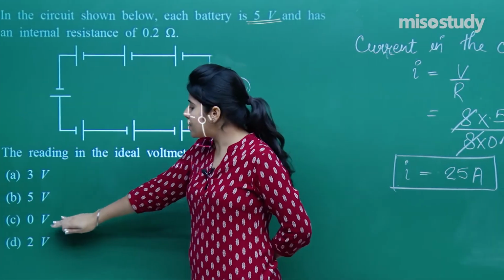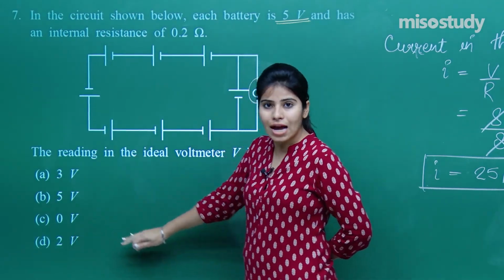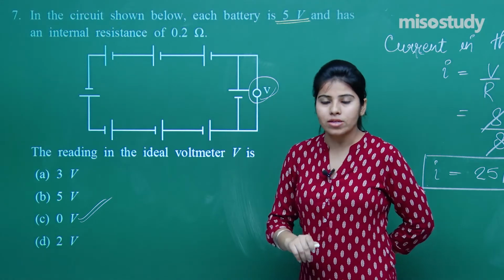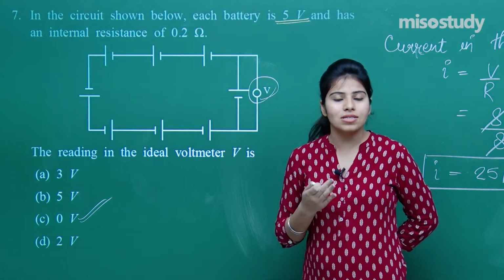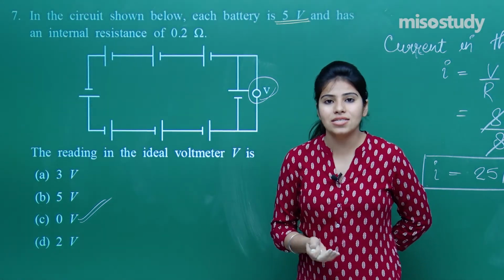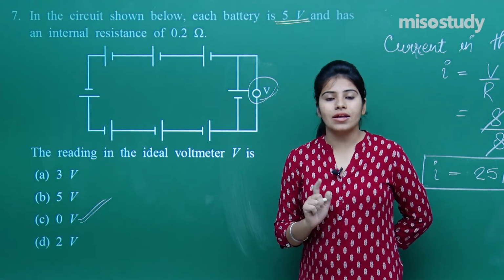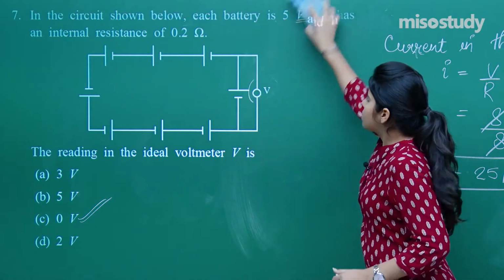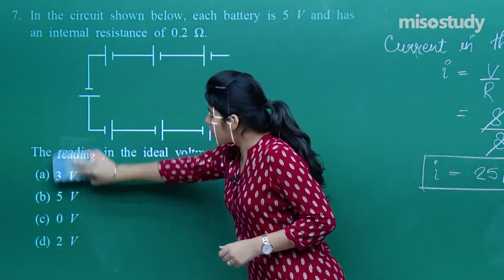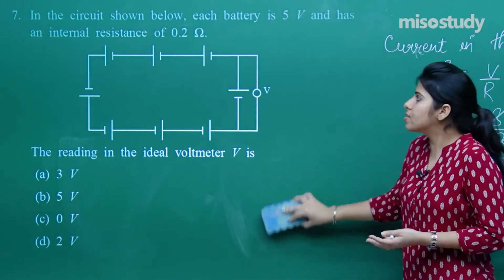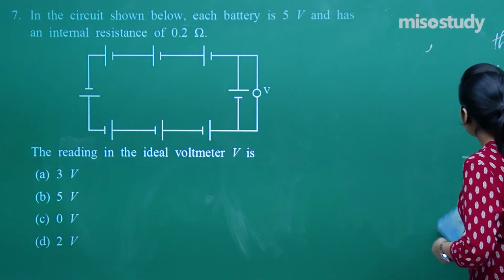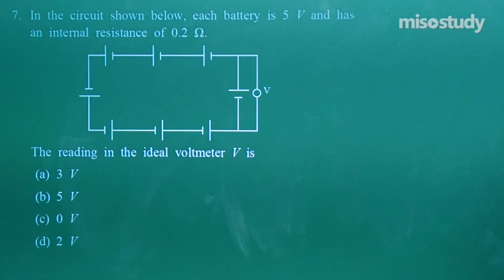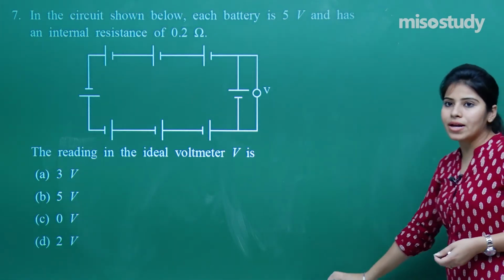Okay, so I can see that option number C has the correct answer, that is 0 volt is the correct answer for the question. As you can see, the question was simple, the question was easy, but you have to understand the concept and nothing else. The circuit makes us afraid, the circuit makes us scared of how lengthy this question will be, but this is not the truth. Okay, we'll now be moving towards the next question of the session, that will be question number 8.